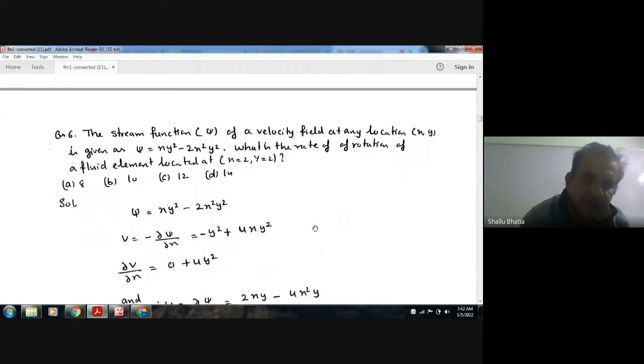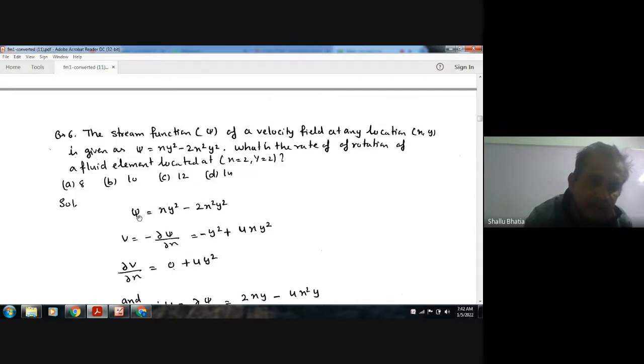Next, the stream function psi of a fluid of a velocity field at a given location x, y is given as psi = xy² − 2x²y². What is the rate of rotation of a fluid element located at x = 2, y = 2? So here psi is xy² − 2x²y².